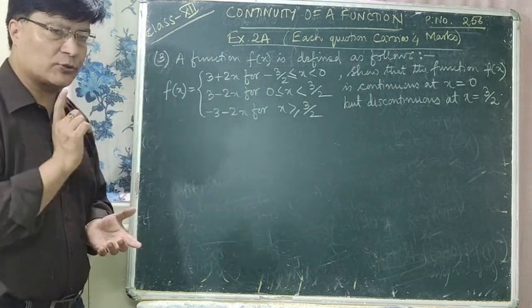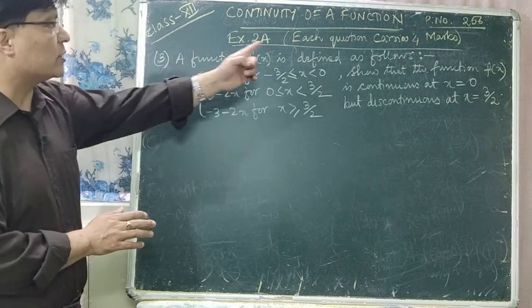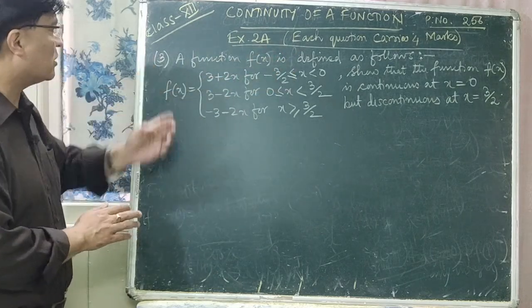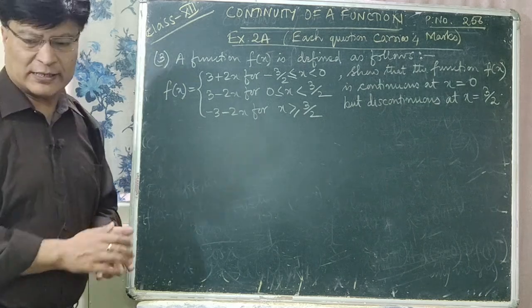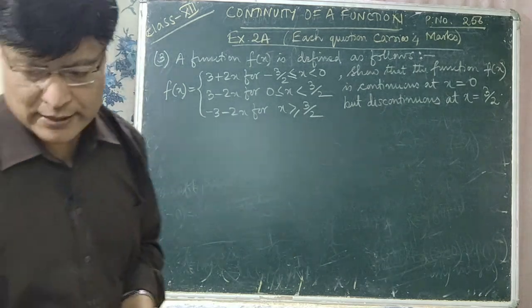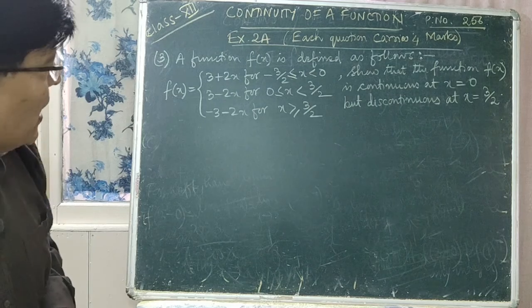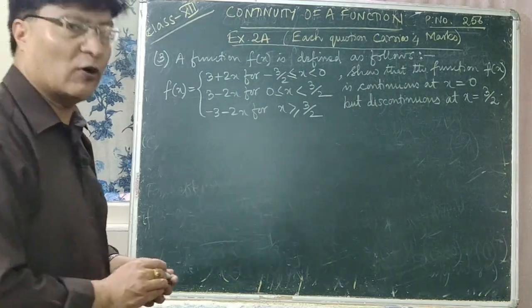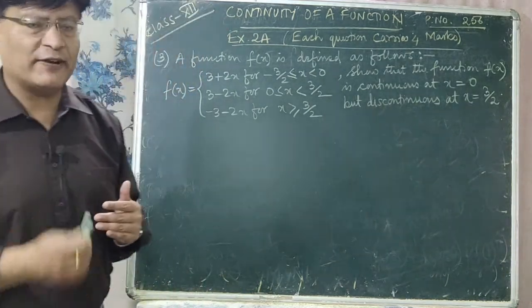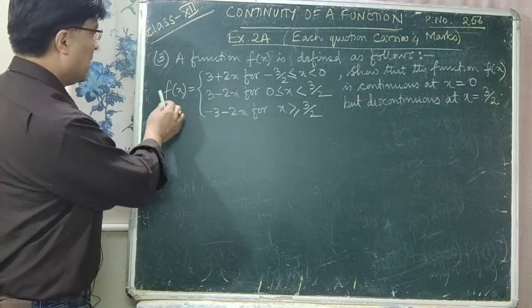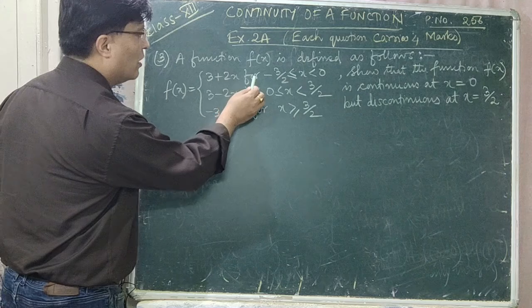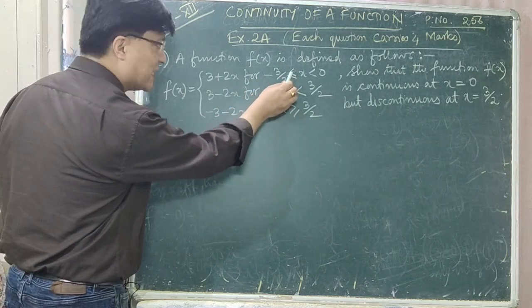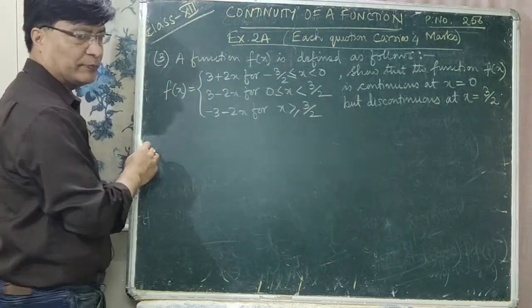Okay, the question is question number 3, that is each question carries 4 marks section. Question number 3: a function f of x is defined as follows, right? Here function f of x is defined as follows. f of x is equal to 3 plus 2x for minus 3 by 2 less than or equal to x is strictly less than 0.